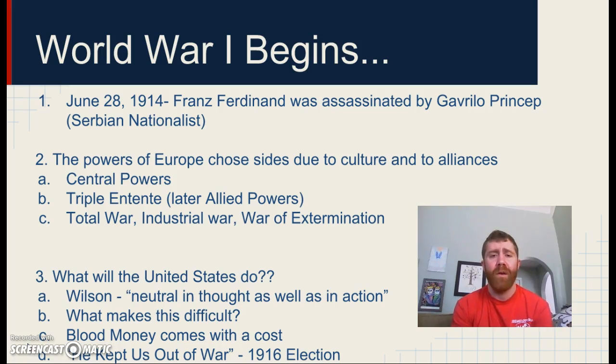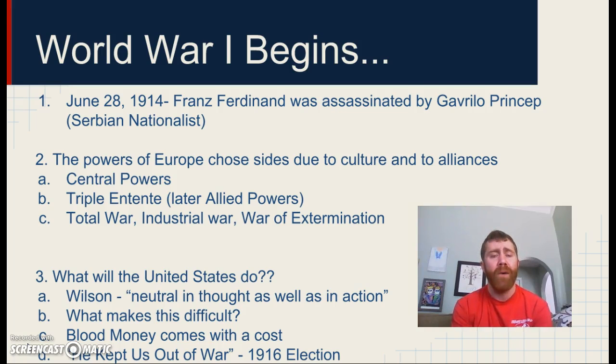Alliances: this event in June is going to touch off this increasingly complex set of alliances where people chose sides due to cultural ties, ethnicity. This is the case of Serbia and Russia, or due to political alliances that were signed in the years prior. We're going to see two sets of alliances here.